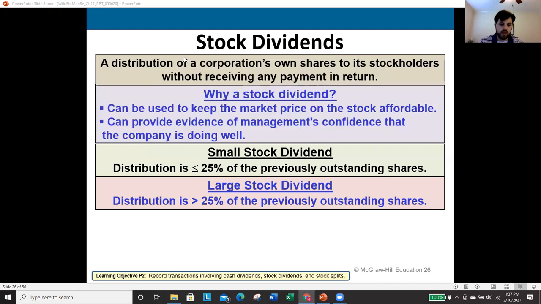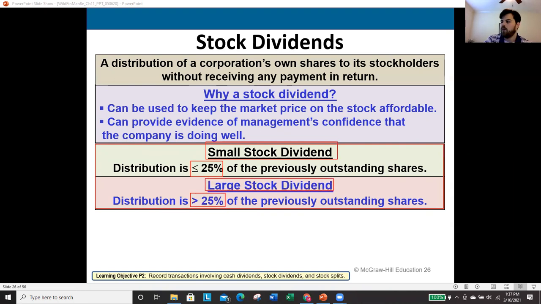Very, very good. Now, what we see then is there are two different types of stock dividends that we have to deal with. The first is what is called a small stock dividend, which is when we distribute less than or equal to 25% of the previously outstanding shares. So if I issue 25% or less of that number of previously outstanding shares, I'll be dealing with a small stock dividend. If I issue more than 25%, then I am dealing with a large stock dividend.